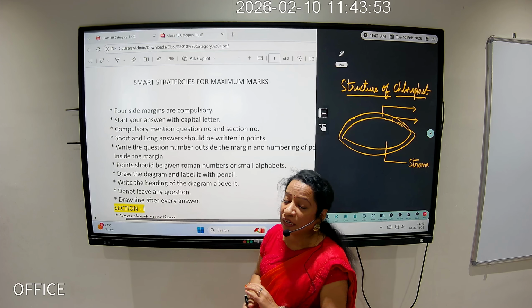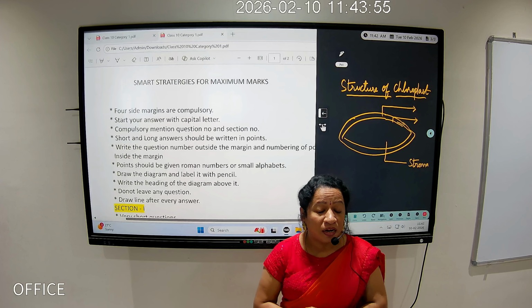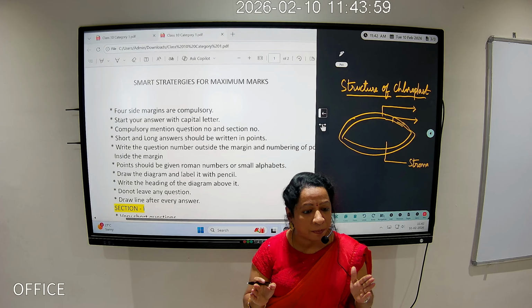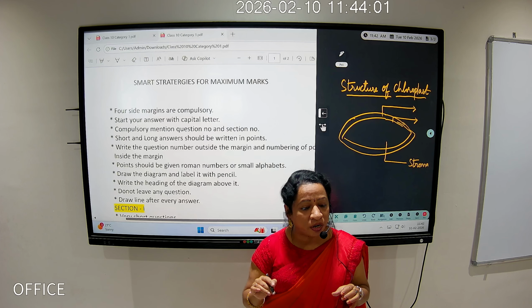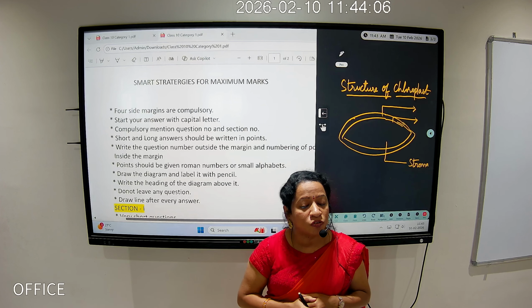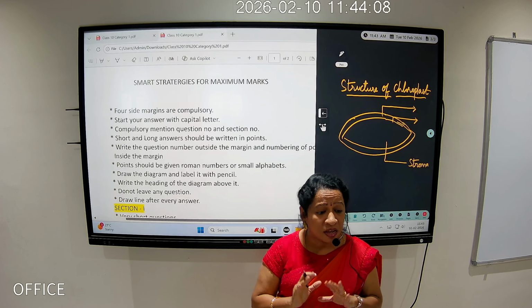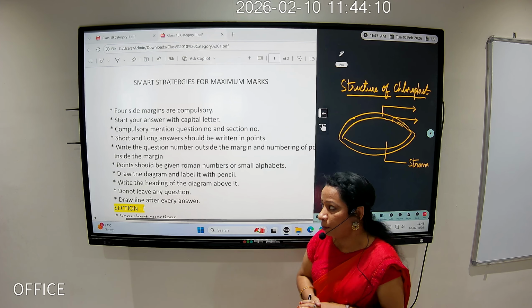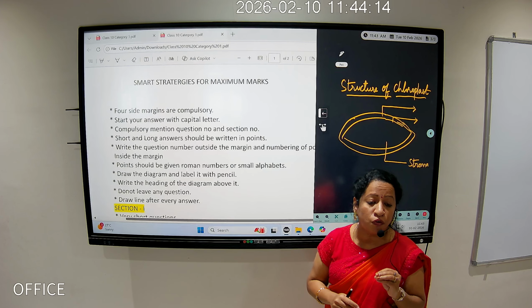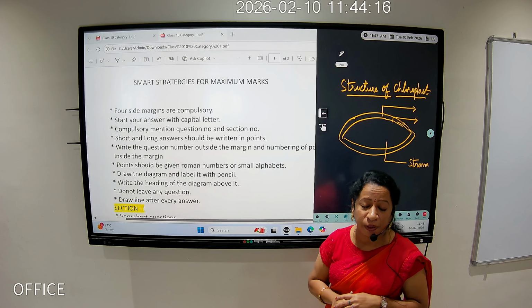Draw line after each and every answer. Definitely, you need to leave the line. You will have a ruled paper with lines present on it, so you have to leave the line. You can draw a line also after each and every answer, which gives neatness to your paper. So these are few tips which you have to follow while presenting the paper.